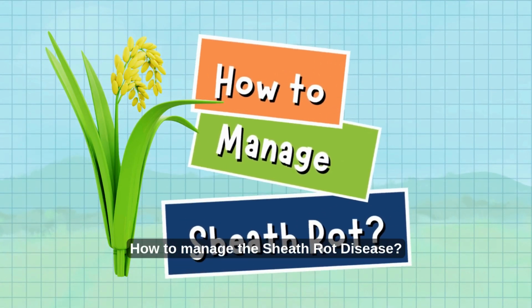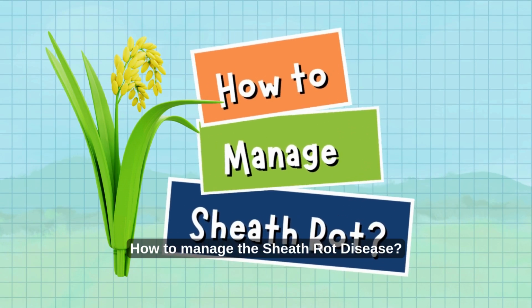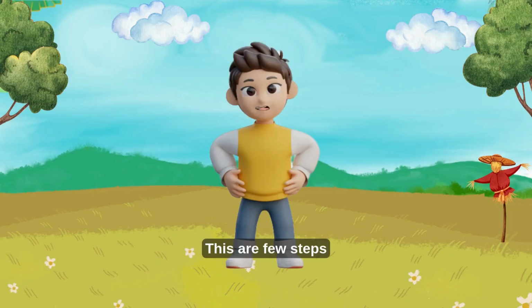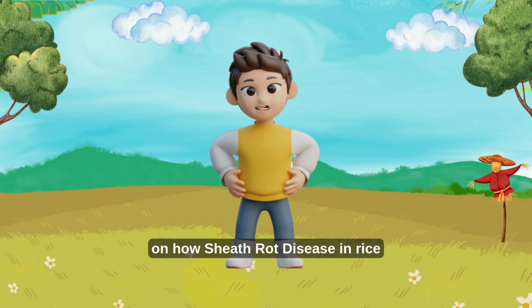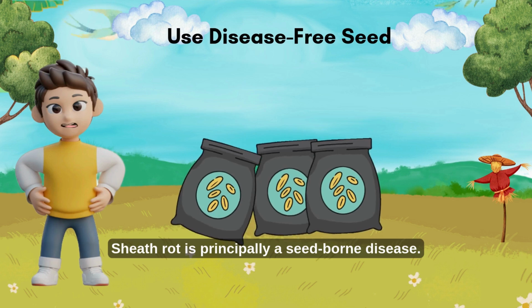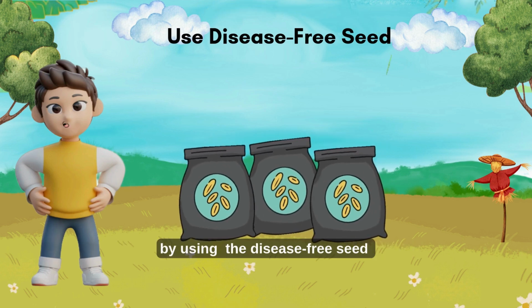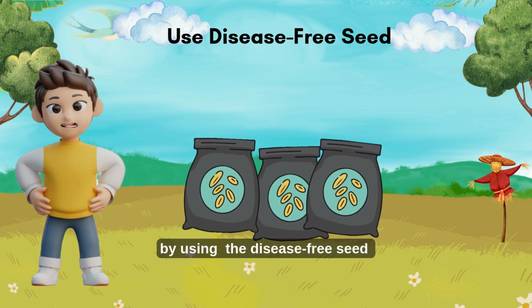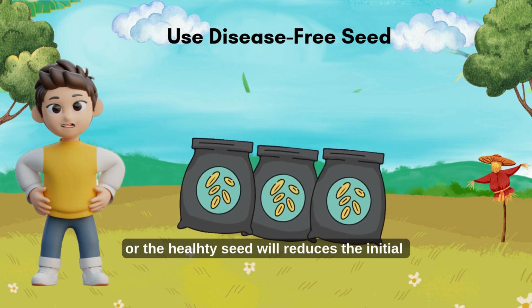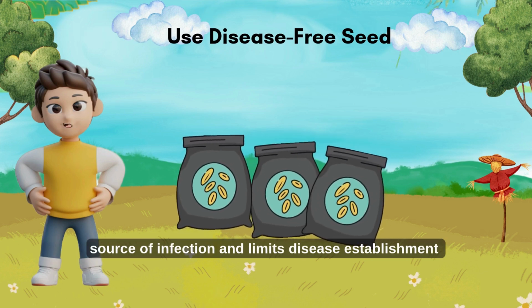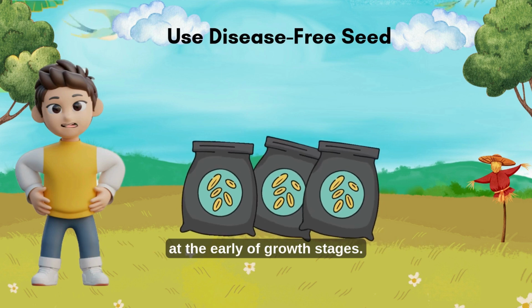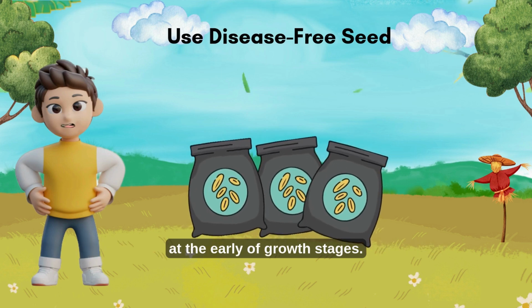Now, how to manage sheath rot disease? Here are a few steps on how sheath rot disease in rice can be managed effectively. First, sheath rot is principally a seed-borne disease. So, by using disease-free or healthy seed, we reduce the initial source of infection and limit disease establishment at the early growth stage.